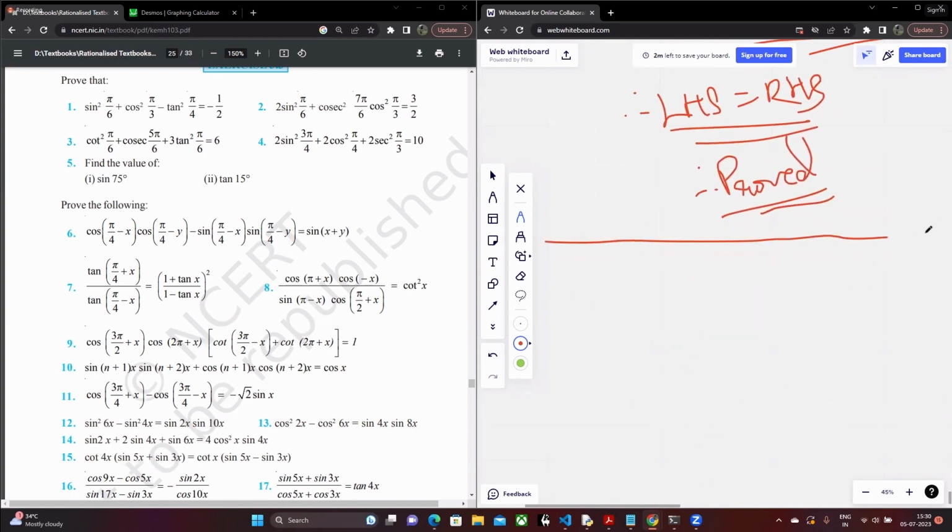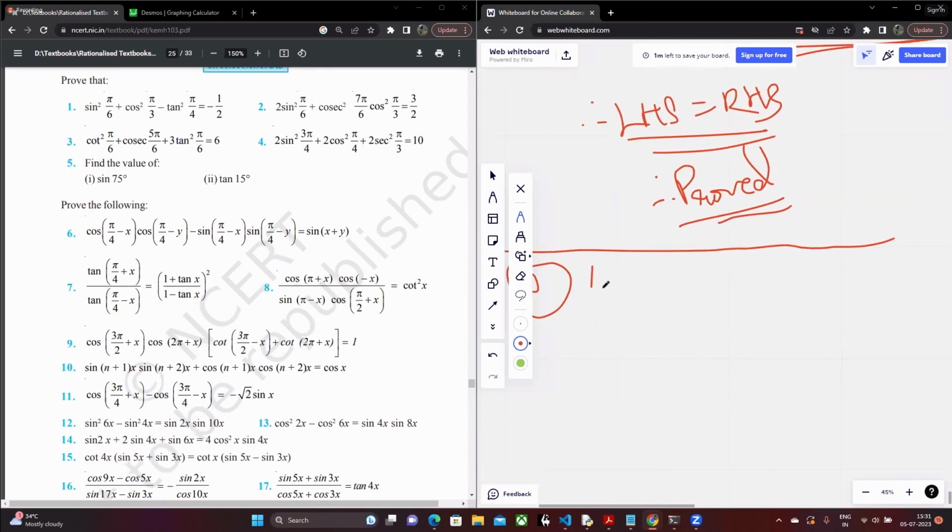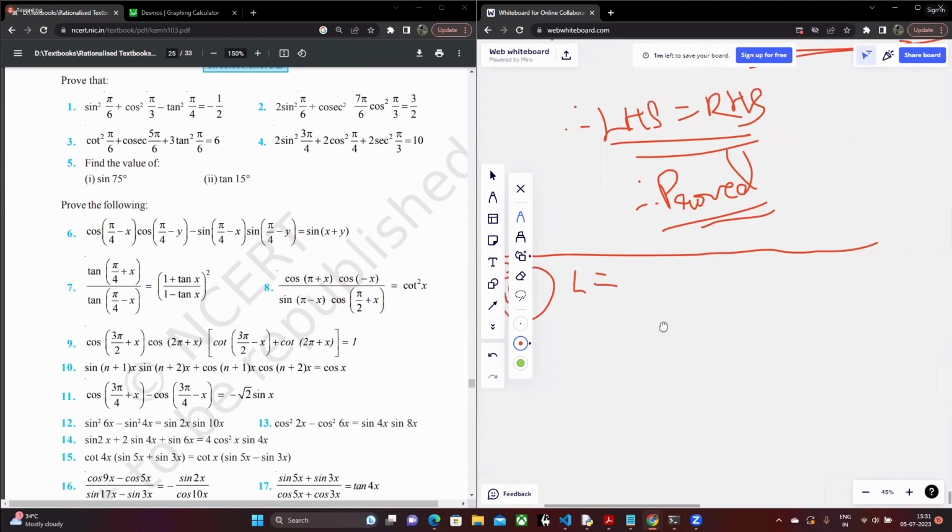Question number 9. Going to question number 10. Sin of (n plus 1)x into sin of (n plus 2)x plus cos of (n plus 1)x into cos of (n plus 2)x is equal to cos x. All right. Again, think of what this equation is reminiscent of until I write the left hand side. Again, I'm going to write only the left hand side. I'm not going to deal with the right hand side. Let the right hand side be R itself. You know that R is cos x, a single expression. So I'm not really bothered with it.